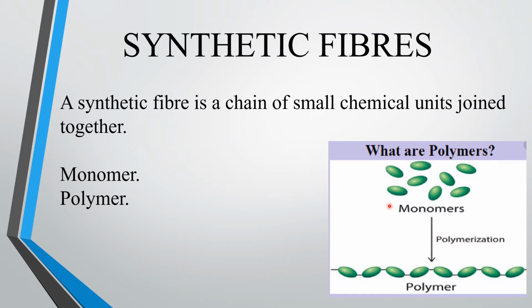So as you can see in this picture, these small chemical units, that is monomers, are later linked with chemical bonds in order to form a large molecule which is called a polymer. And these monomers can be either of the same type or they can be of different types. But once they are linked and converted into a large macromolecule, they will be called polymers.